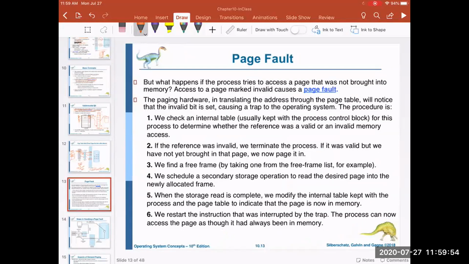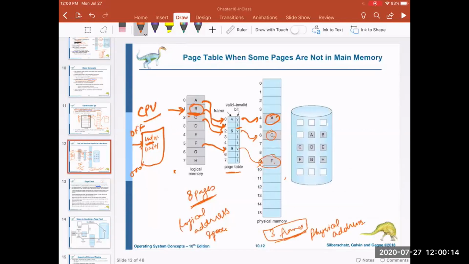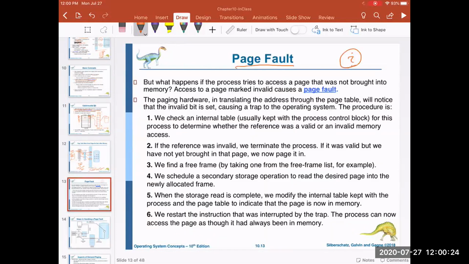And when the situation is like the CPU tries to access a page with the bit is I, then it is called page fault. Is this till now clear? What is page fault? Whenever CPU tries to access page number 1 and it finds that the bit is invalid for it, that becomes page fault. Is it clear?